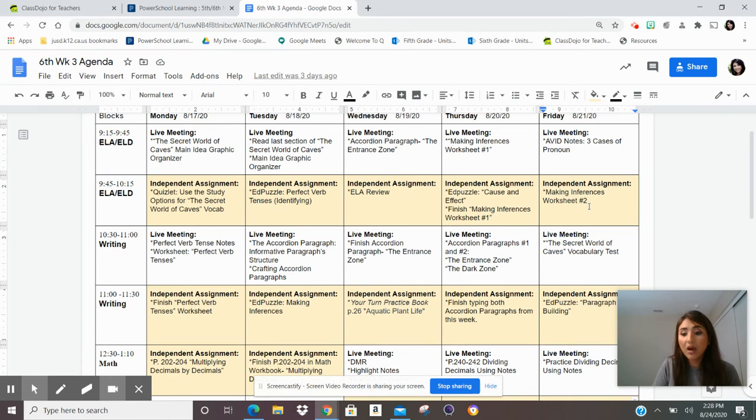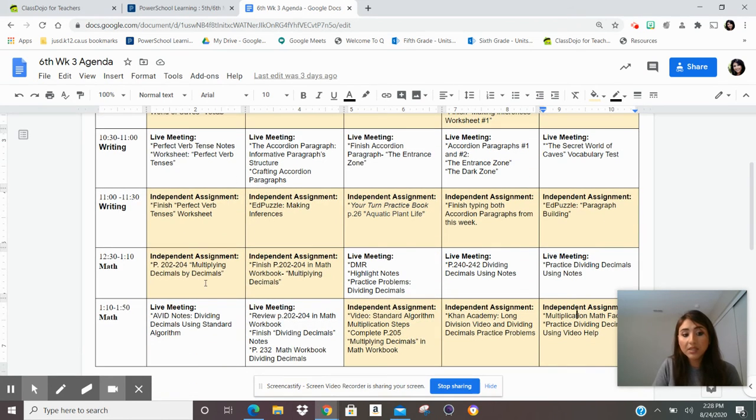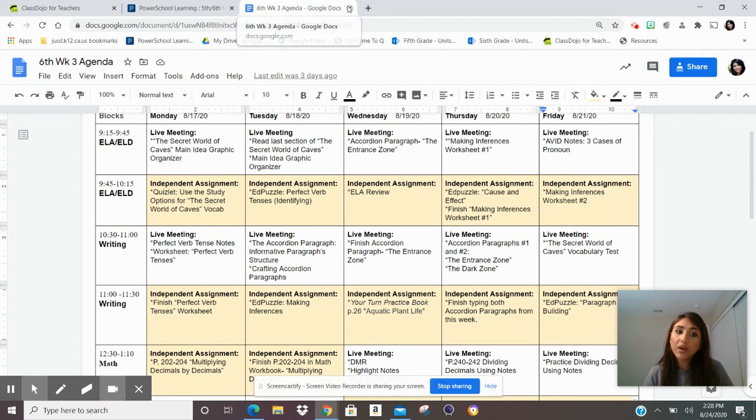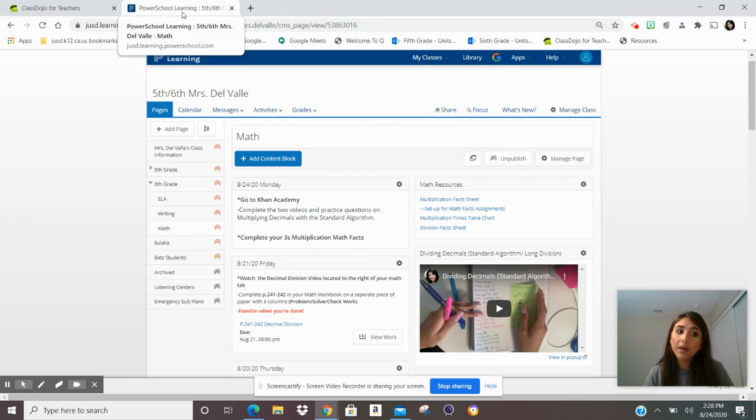But this is what we look at, our yellow independent blocks. Math is yellow on Monday and Tuesday. They have independent blocks first, and then they meet with me. And then I flop it to meet with 6th graders first, and then independent block, because I have 5th and 6th, so I flop them. So yeah, this is how we look at it. If you have any questions, let me know and we can meet up.